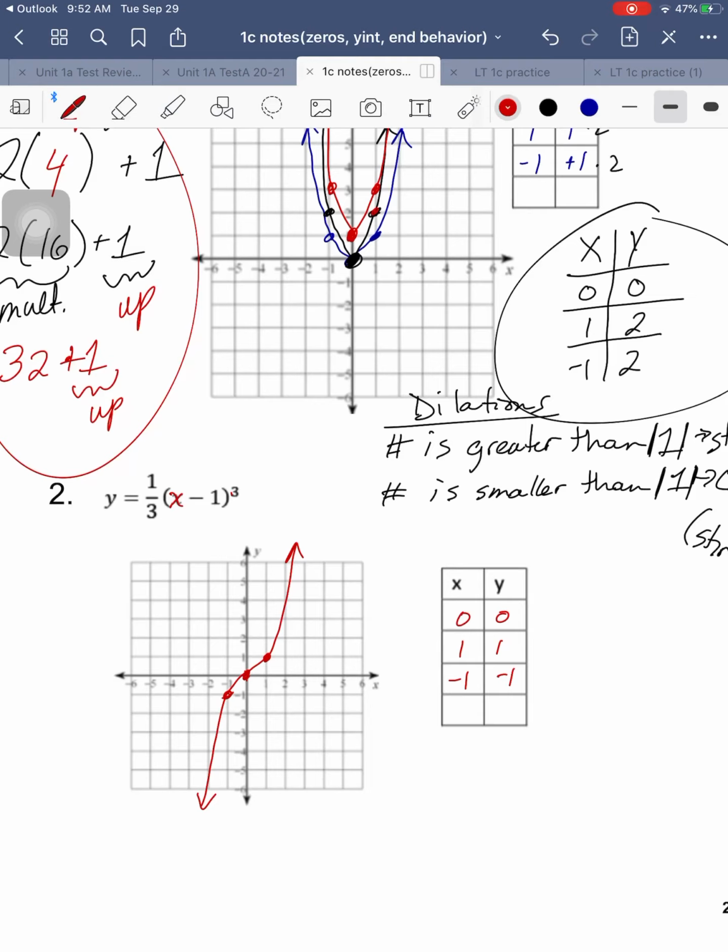Looking at order of operations, the x is right here inside, so we would subtract 1 first. So each point, we're going to subtract 1 first. So that means go right 1. So each point, we're going to move to the right 1. Looking at those coordinates now.